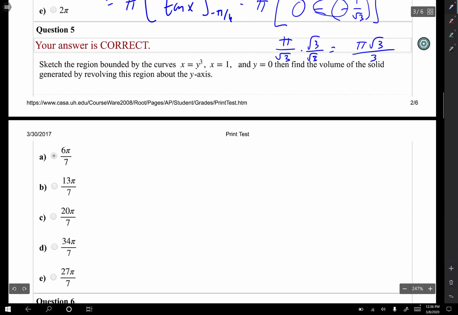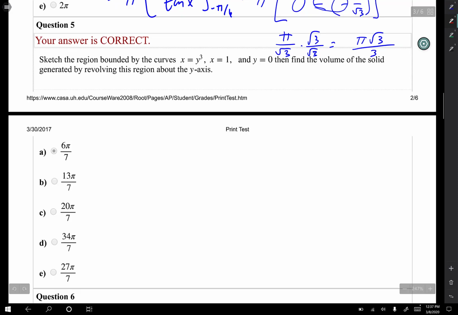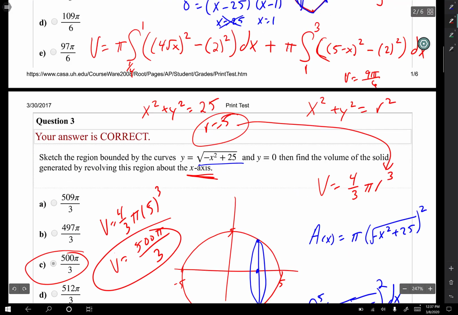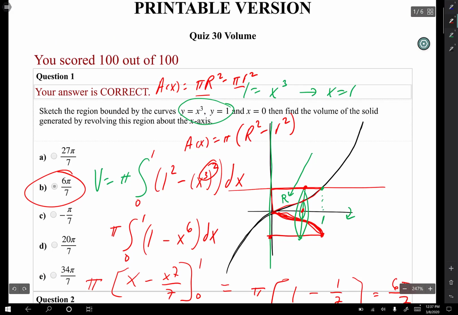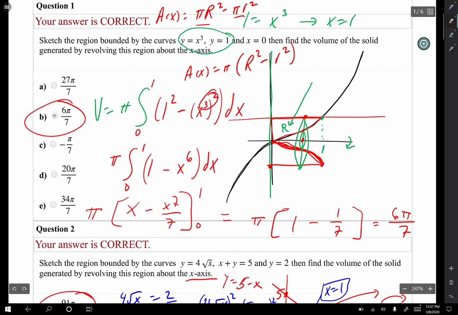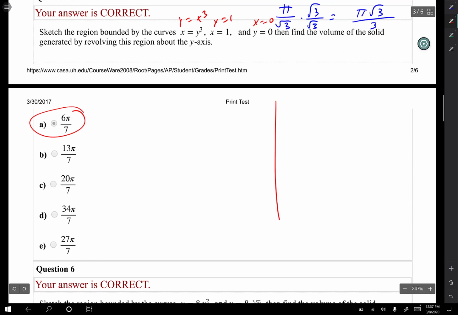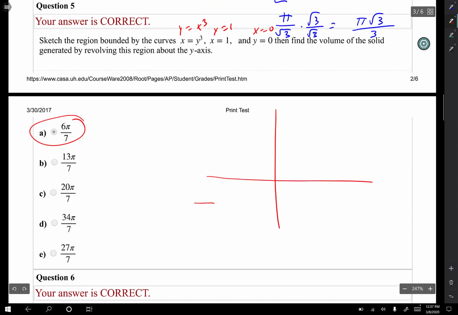So to the next one, guys. Sketch the region bounded by the curves x equals y cubed, x equals 1, and y equals 0. Then find the volume of the solid generated by the y-axis. This is actually the same question as number 1, verbatim, but that's fine. They just changed the equations. This is like saying y equals x cubed, y equals 1, and x equals 0. So it's pretty much the exact question, but I'll show you how that looks, guys.